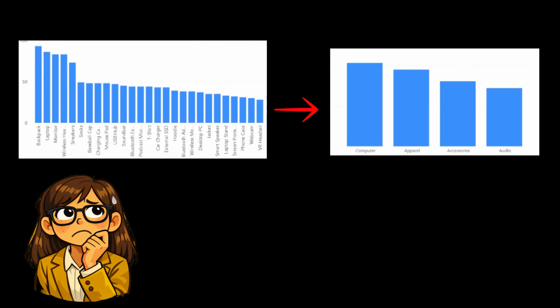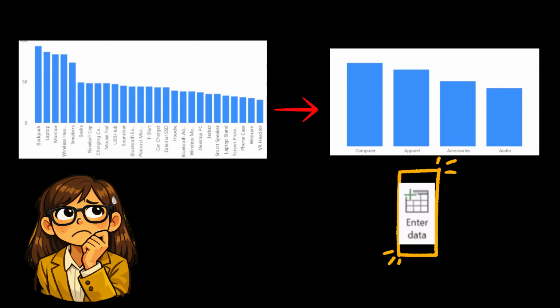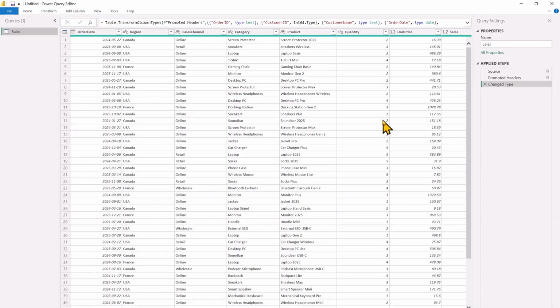Hi, too many categories in your Power BI chart? Let's fix it in 5 minutes with a mapping table in Enter Data. I already imported a CSV file.